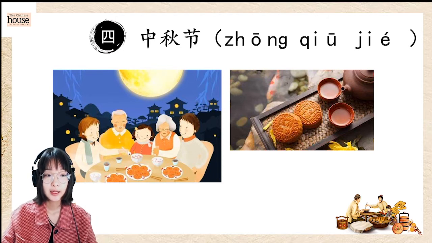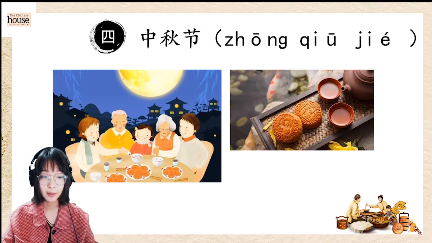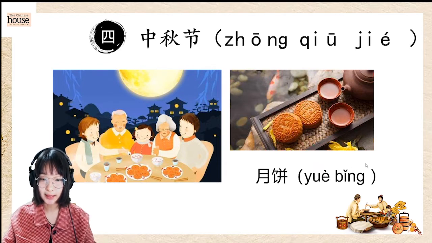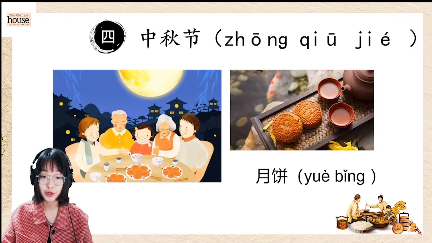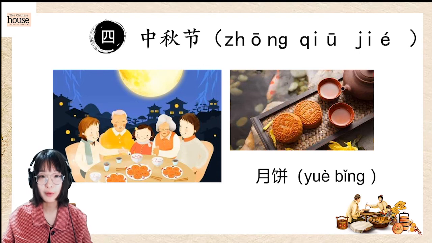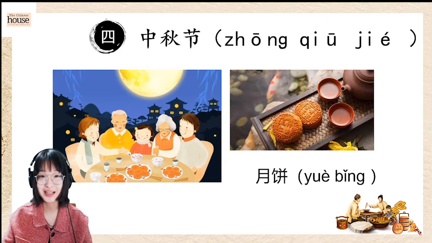And the fourth, 中秋节, which is Mid-Autumn Festival. In this holiday, people gather with their families and enjoy the moonlight. People eat 月饼, which means mooncake. 月 means moon, 饼 means cake. Look, they're eating 月饼. Traditional 月饼 is so sweet that not many people like to eat it. Nowadays, it's just a form of gift during Mid-Autumn Festival, but not many people like to eat it. So some shops come up with interesting ideas, like selling ice cream mooncake, and another very interesting mooncake.